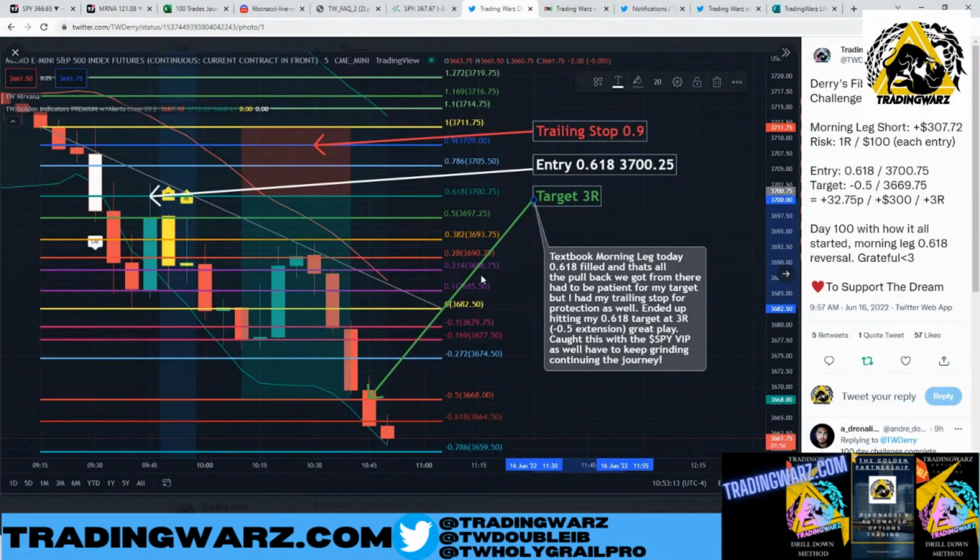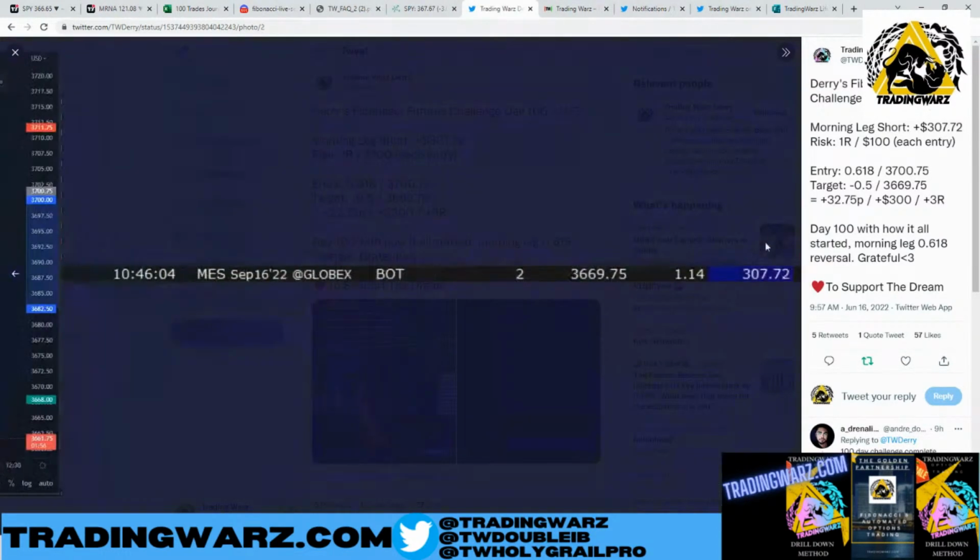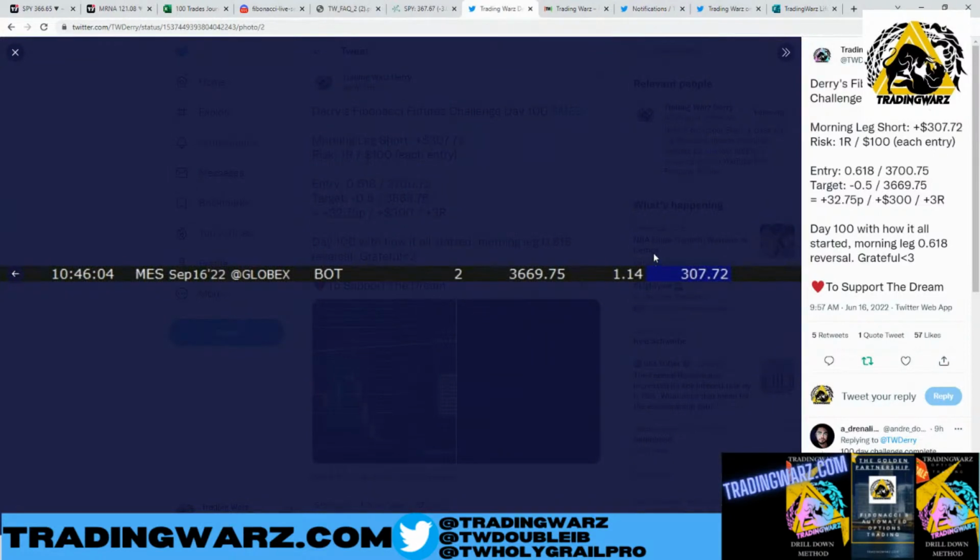Unlike a lot of people, I make sure in his small account challenge, this is day 100, I need him to write it out: where is entry, his trailing stop, his original stop, as well as his target, and I need him to show the P&L. This is the right way to trade. This is the right way to teach other people.